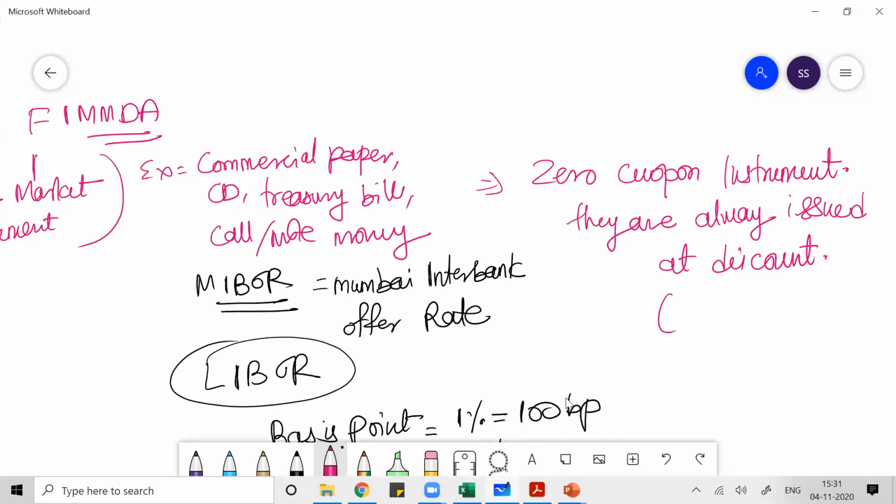Always issued at a discount means that for them, the face value is always more than their price. So the money the issuer takes from the investor is, suppose, 97 rupees, and the money the issuer gives to the investor after 3 months is 100 rupees. That way, the 3 rupees is the advantage the investor ultimately gains at the end of the day. So always understand that money market instruments are basically zero coupon instruments, and their face value is always more than their price.